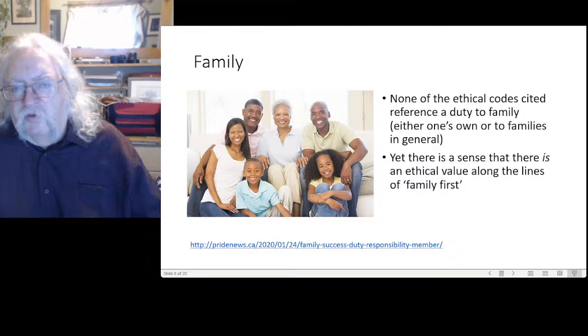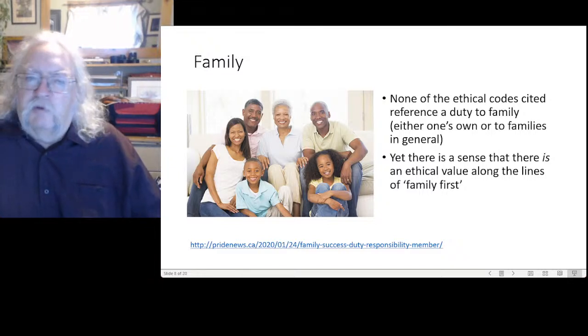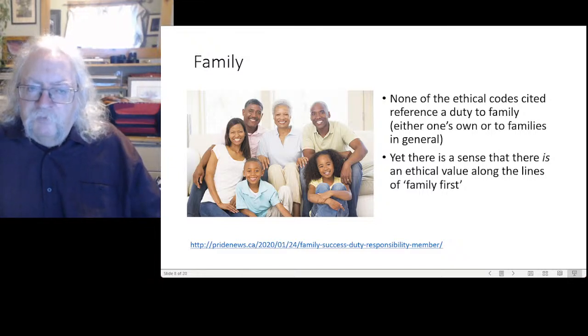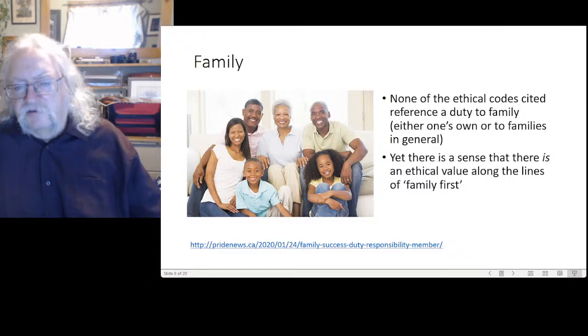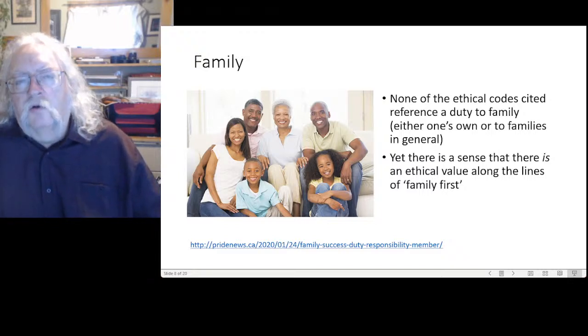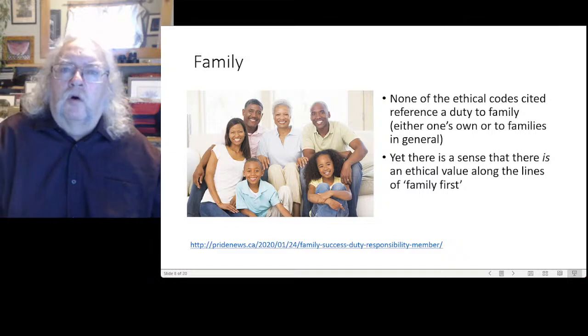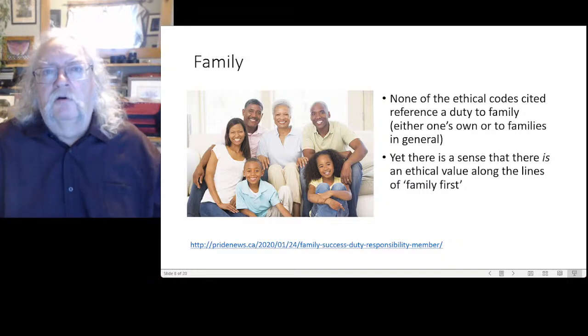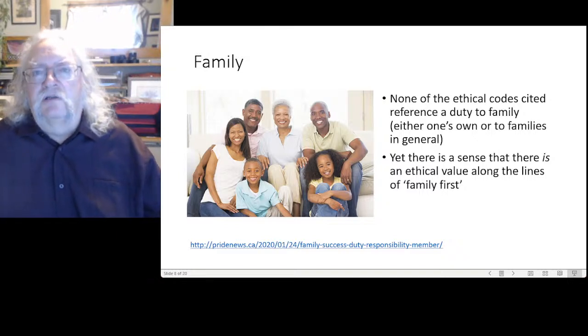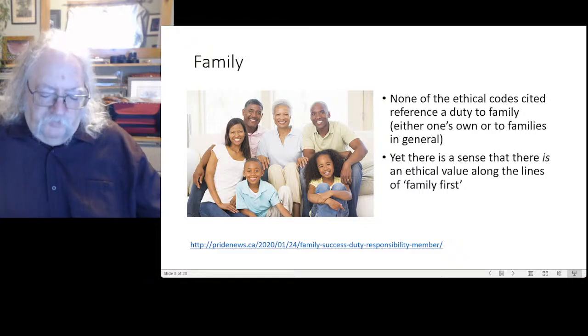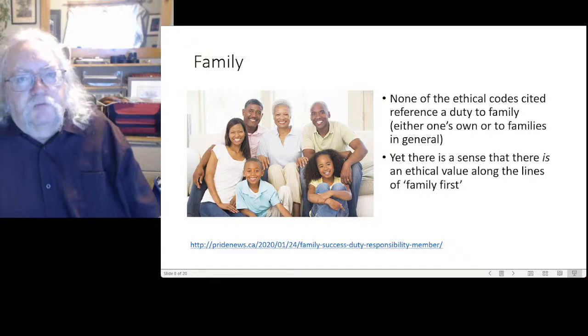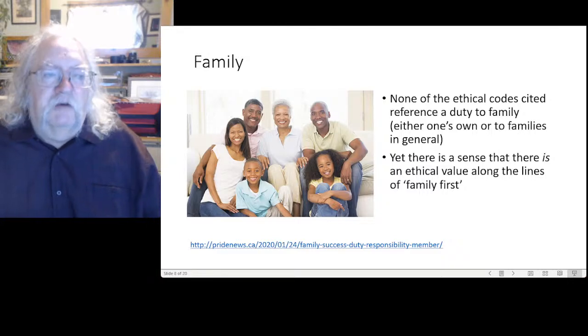And again, although I did not see this expressed in any of the ethical codes, I think that if we considered what a code of ethics would look like for a workplace, it would include something like allowance for one's own ethical responsibility for one's own family.